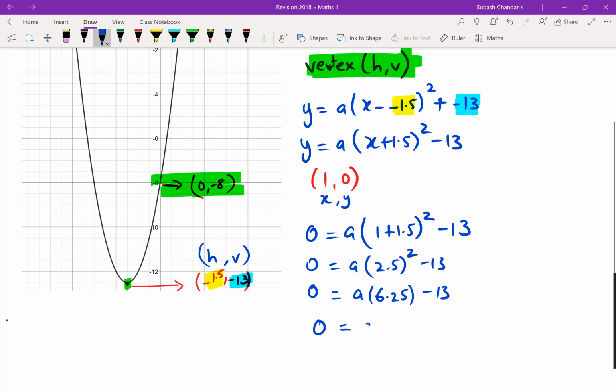So then I've got a times 6.25. Oh, I know what I've made a mistake. Can you guys tell me what mistake I've made here? Go on, find it. I know what the mistake is. I just figured out what it is, but can you guys see it? The vertex is wrong, isn't it? Why is it wrong? It's actually 12.5, not 13.